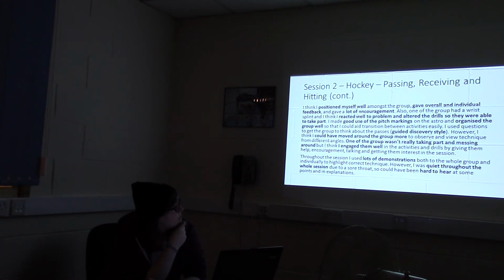One of the group wasn't really taking part and was messing around, but I think I engaged them well in the activities and drills by giving them help, encouragement and talking to them and getting them interested in the session. Again, using lots of demonstrations both to the whole group and individuals if they found it difficult.